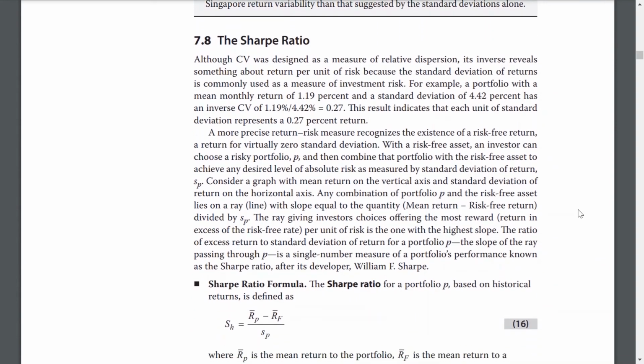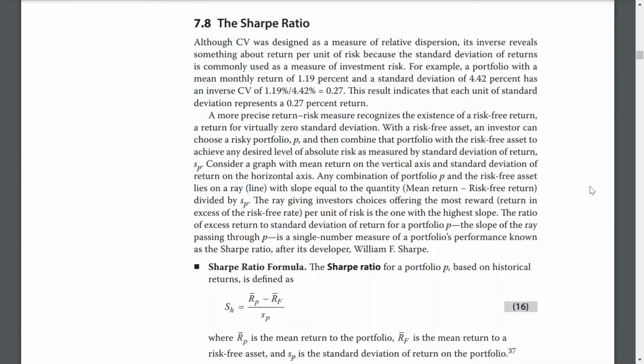The result indicates that each unit of standard deviation presents 0.27% return. A more precise return-risk measure recognizes the existence of risk-free returns, a return with virtually zero standard deviation, from a risk-free asset. An investor can choose a risky portfolio P and then combine the portfolio with risk-free assets to achieve the desired level of absolute risk, as measured by the standard deviation of returns, S sub P.